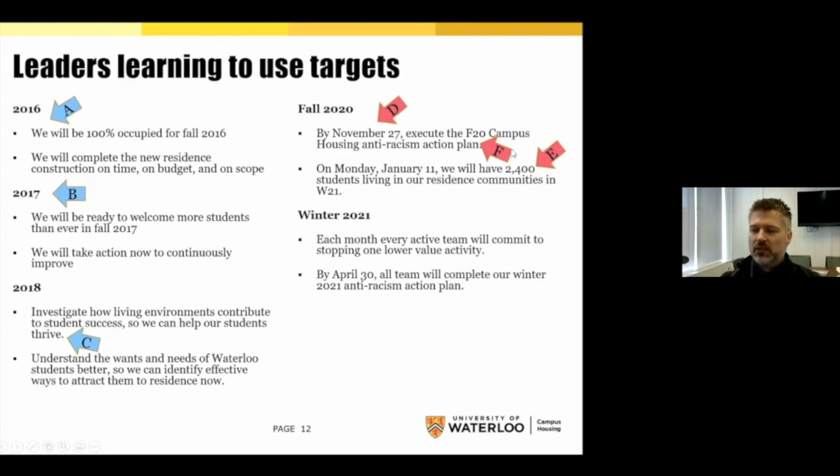And then lastly, and this will transition into the next set of slides. Our target at the beginning of last term was that by November 27th, we want to execute the Fall 20 Campus Housing Anti-Racism Action Plan. We had never done an action plan before. What we had created were broad statements. But again, we needed to get more specific to be effective. So we specifically referred to an action plan, and I'll use that as a transition to the next set of slides.